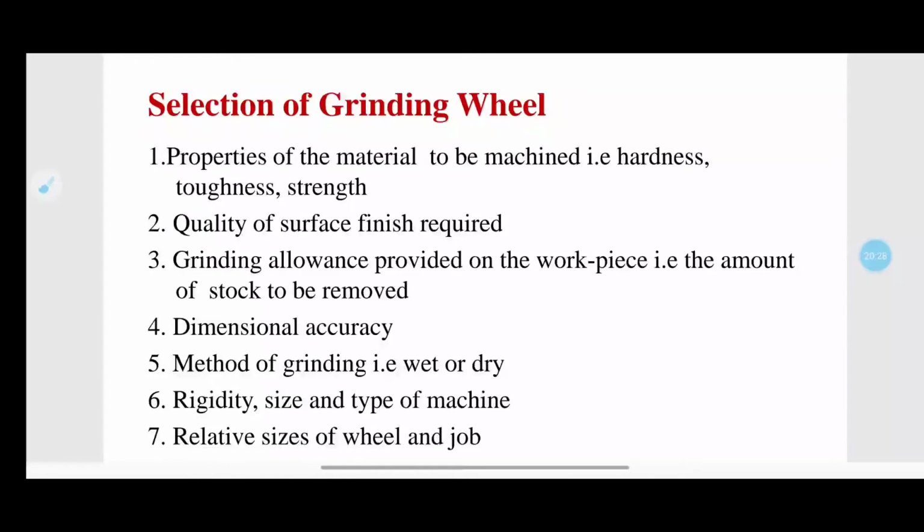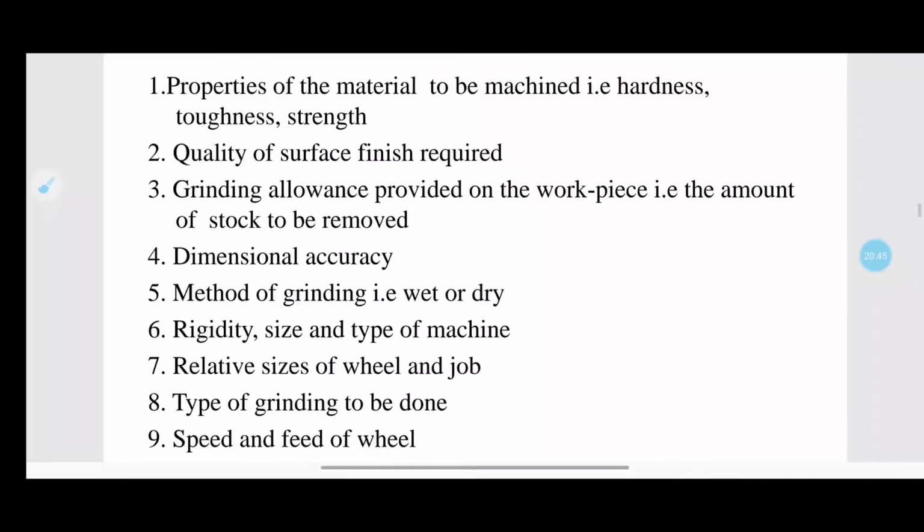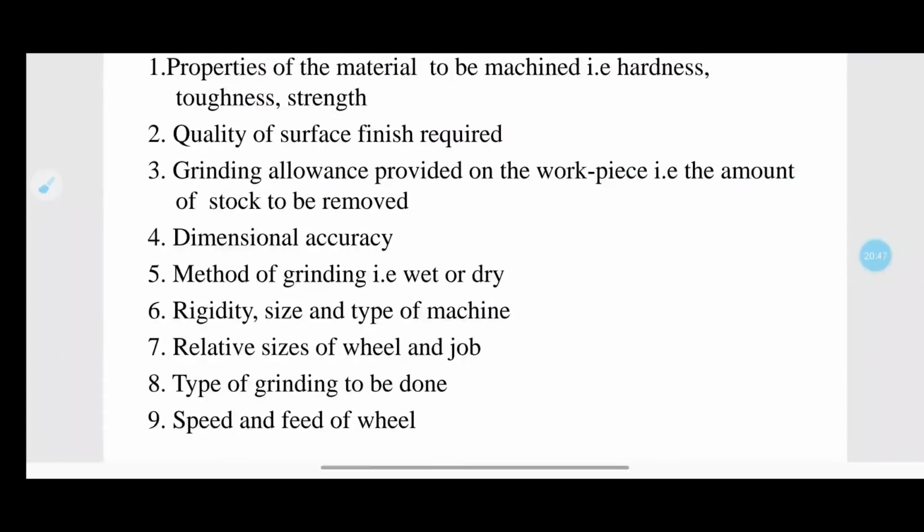Grinding allowance provided on the workpiece, i.e., the amount of stock to be removed, dimensional accuracy, method of grinding, whether it is wet or dry. Next one is the rigidity, size and type of machine. Next one is relative size of wheel and the job, type of grinding to be done, which type of grinding they have been doing: hard grinding, soft grinding, medium grinding, that kind of thing. Next one is speed and feed of the wheel.